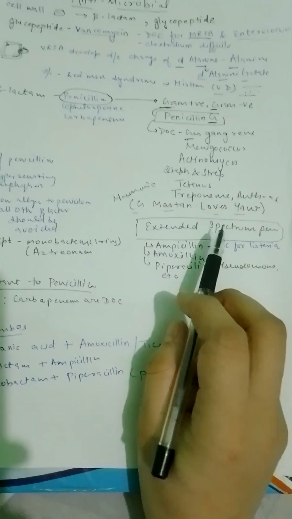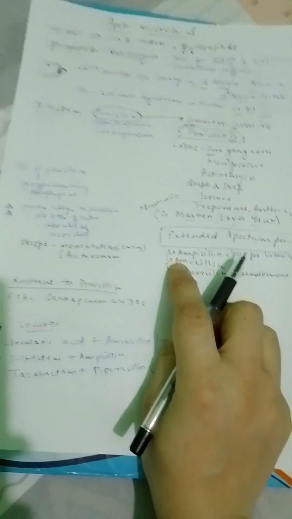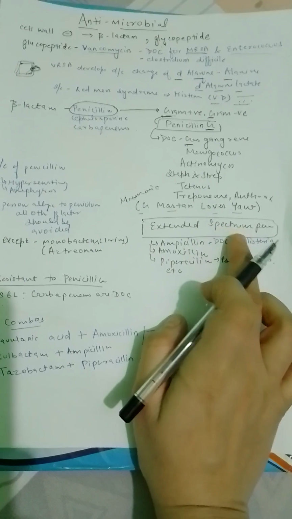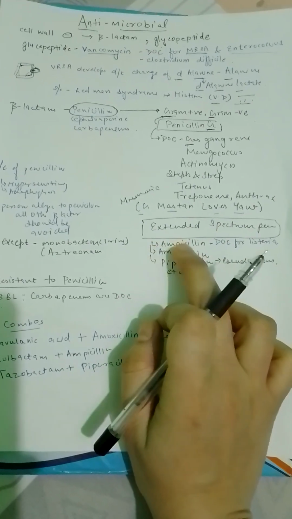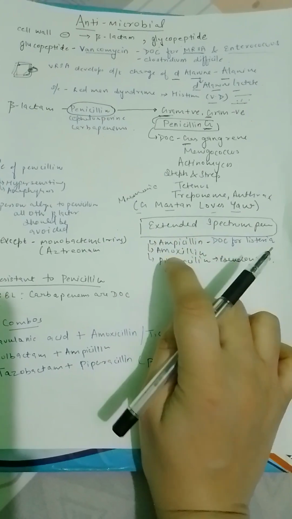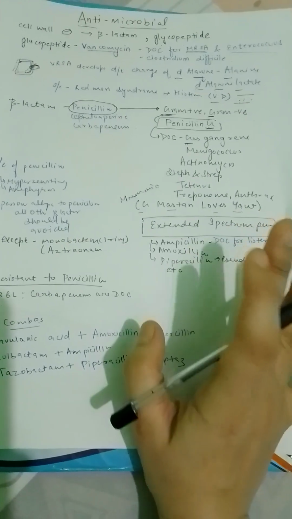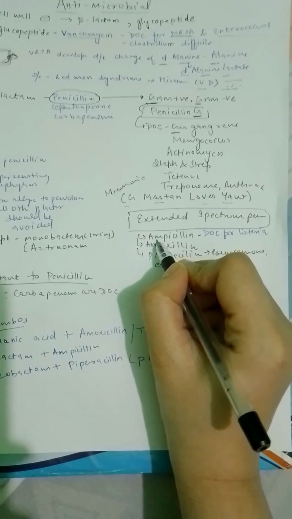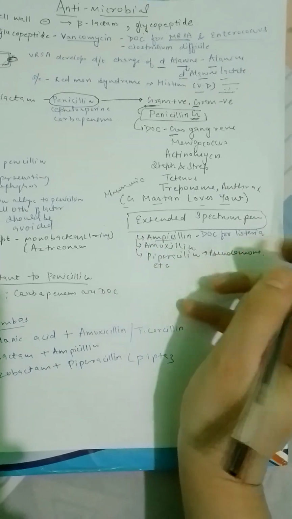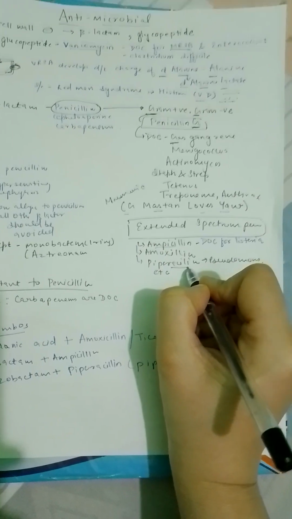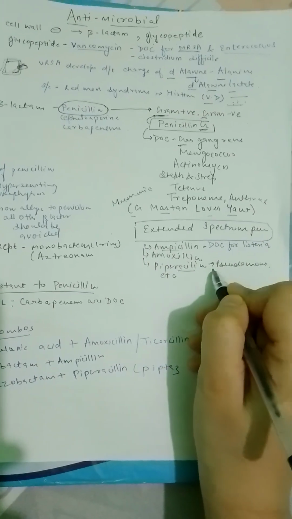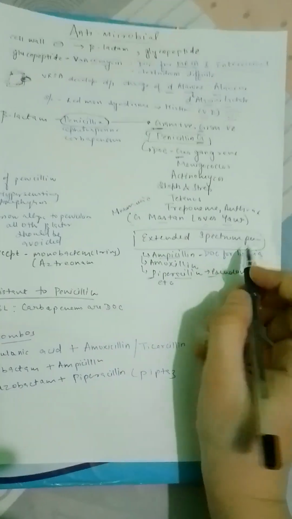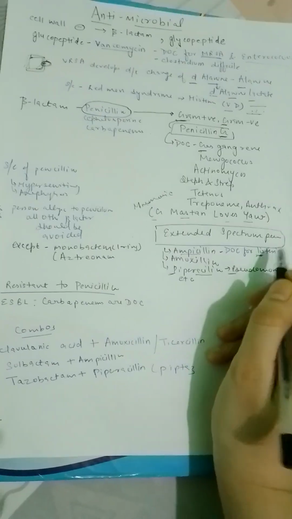Then we will talk about another one, the extended spectrum penicillin. In extended spectrum penicillin there is ampicillin, amoxicillin, piperacillin, and much more, but let's not go into detail. In exams they often ask about piperacillin and ampicillin. Piperacillin is basically used in pseudomonas, and we can remember PP. Ampicillin is a drug of choice for listeria. We have to remember that one.